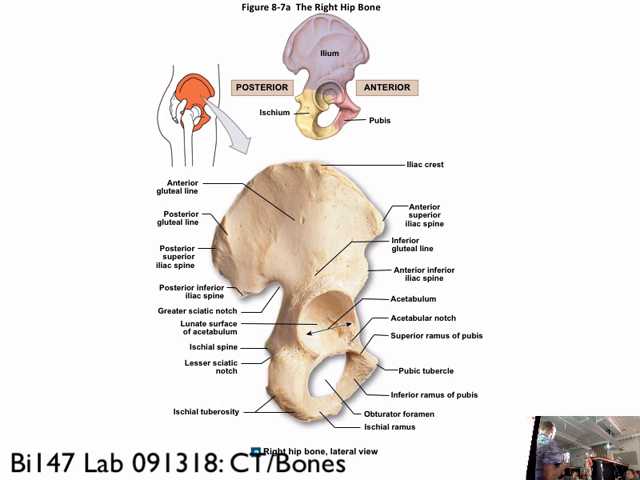Acetabulum means vinegar cup because the cartilage that was in the bottom of that joint would not get dissolved by the vinegar. So it comes from acetic acid. The acetic acid bowl, or vinegar bowl, is the acetabulum. That's why it's called that. But it's just a hip socket where the femur, your thigh bone, attaches.